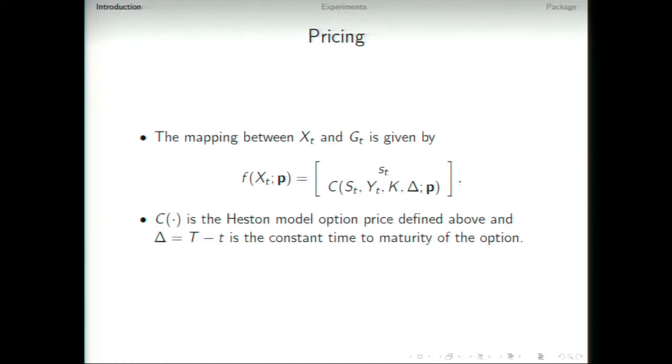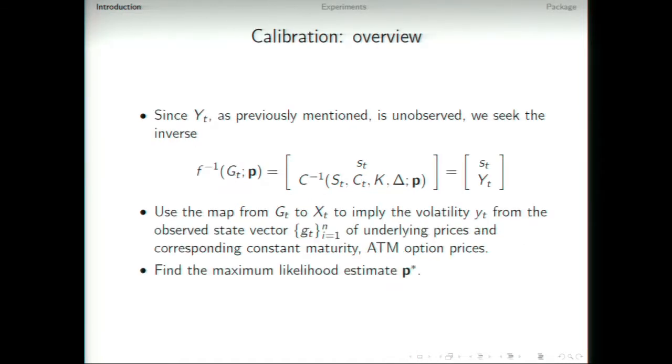it takes our unobserved or partially observed state x with the variance and the log stock price and turns it into the log stock price and the option price. We can use any of our favorite numerical pricing methods to then get our price for a corresponding time to maturity, strike, and our variance and also the log stock price. And so how do we find the inverse of this map? And that's the challenge that we implement in our package.